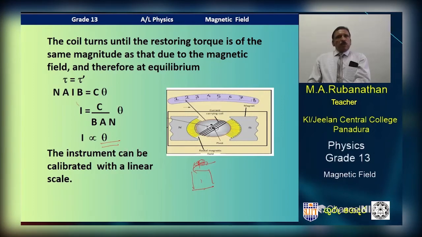I proportional to theta means the instrument can be calibrated with a linear scale. Here I show you the above view of the moving coil galvanometer. This one is the scale. If the scale is linear, we can directly read the current on a milliampere or microampere scale.